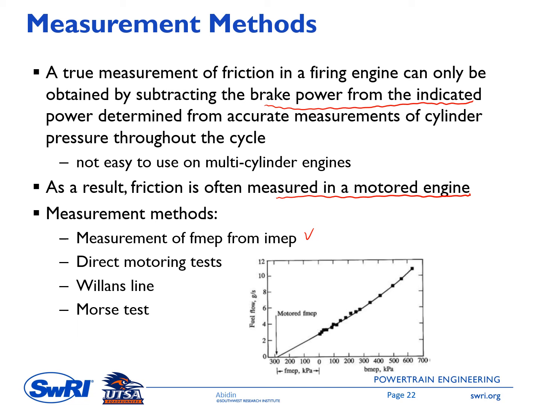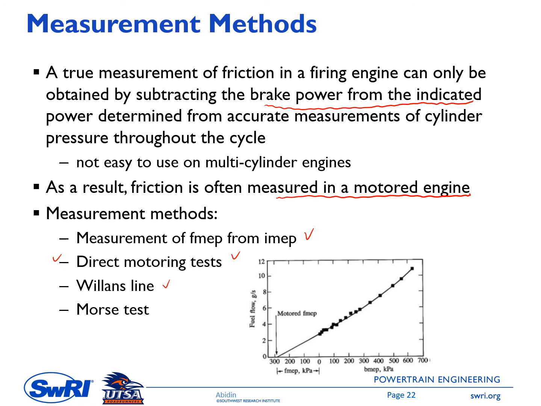The second method is the direct motoring test. I have a detailed explanation for this type in the next slide. The next one is what's called the Willans line. In this case, an approximate equivalent of the direct motoring test for a diesel engine can be obtained. This figure shows an example of the Willans line method for determining friction mean effective pressure.